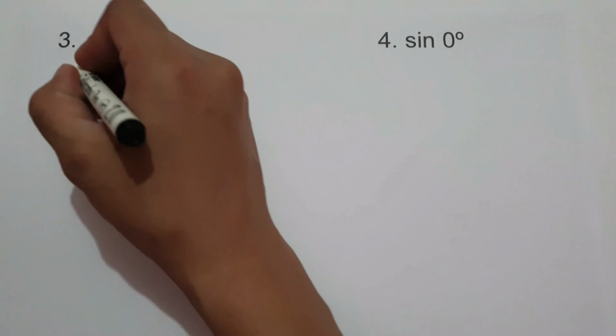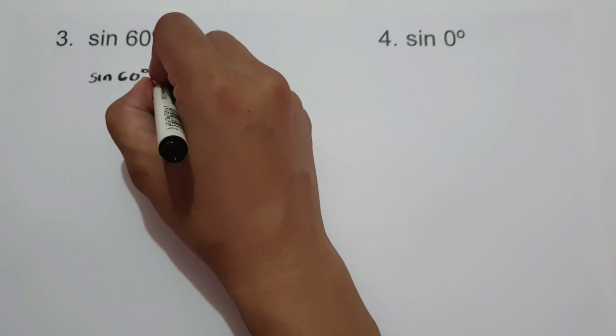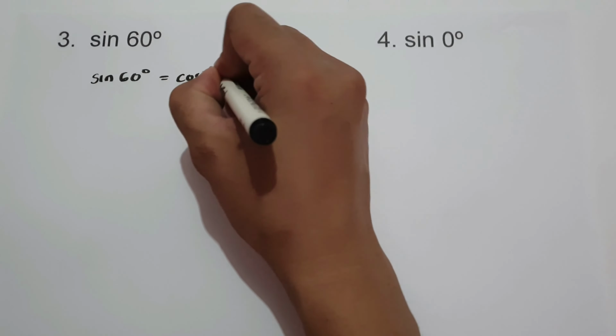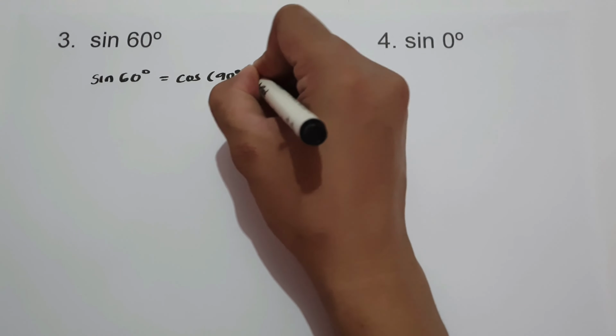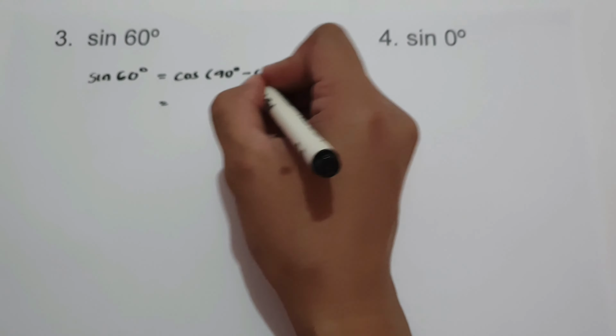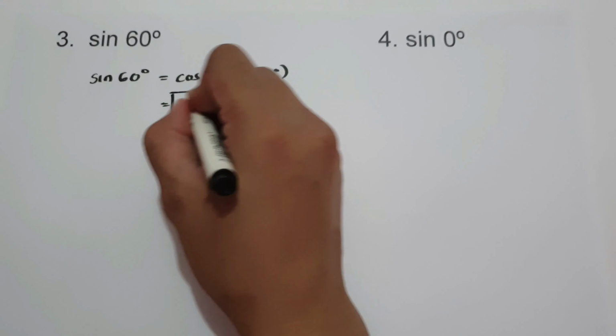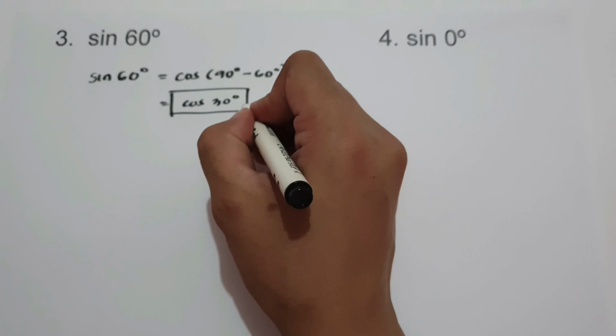What about number 3? Sine 60 degrees. The cofunction of sine is cosine. So if we have sine 60 degrees, that is cosine of 90 degrees minus 60 degrees. And 90 degrees minus 60 degrees is cosine 30 degrees. And this will be the cofunction of sine 60 degrees.